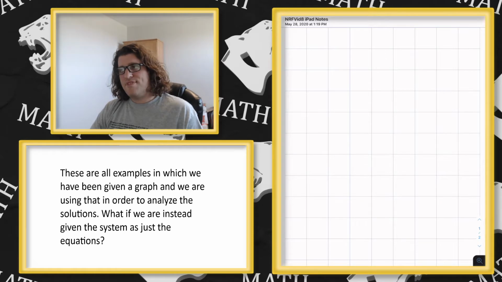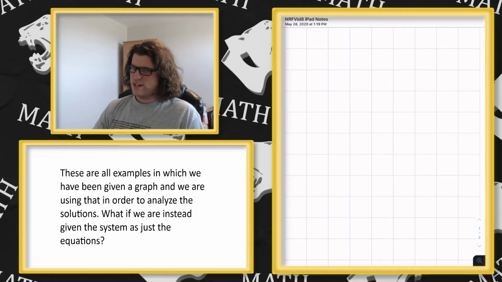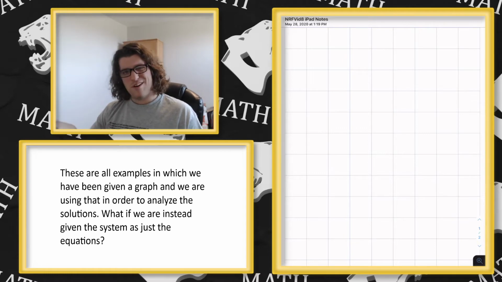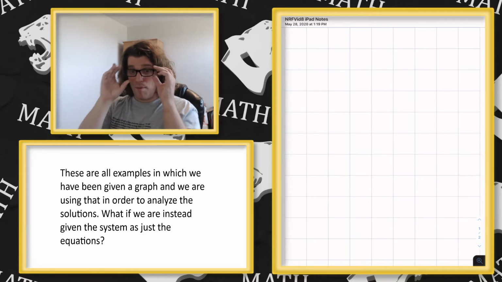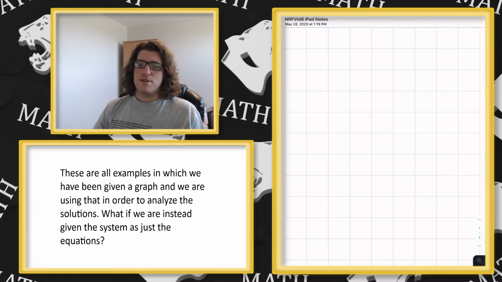So this is all well and good. It's pretty simple to look at a graph and say, yep, that one has a solution, that one has lots of solutions, and that one has no solutions, because it's staring you in the face from a picture point of view. So what if instead I were to give you just the equations that went along with that?